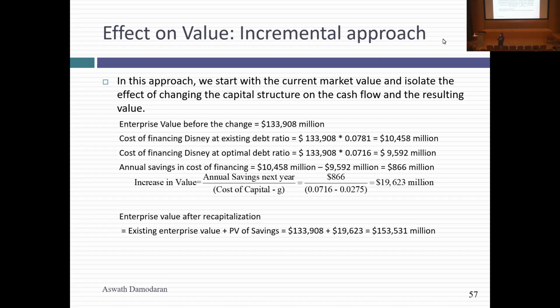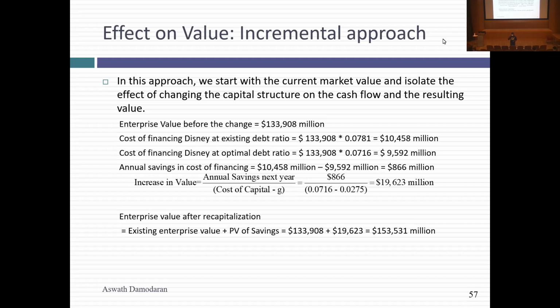So let me review that last page because I want to use the real numbers here to back it up. The existing enterprise value for Disney is 133 billion. That's basically the market cap of equity plus debt minus cash. That's the existing value of the company. I'm suggesting that Disney go to a 40% debt ratio. Let's see the impact on value. Right now, the cost of funding that entire enterprise value is the existing cost of capital, 7.81%. That's a cost of 10,458 million.